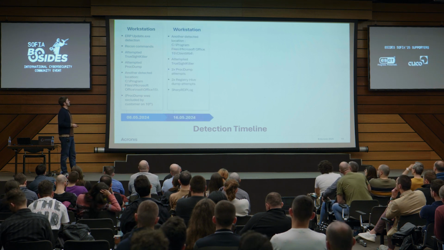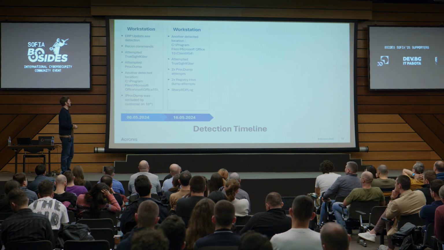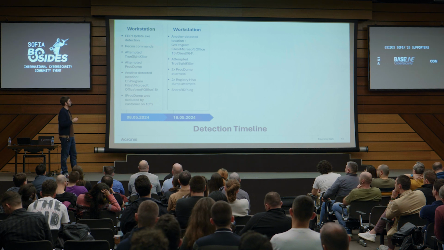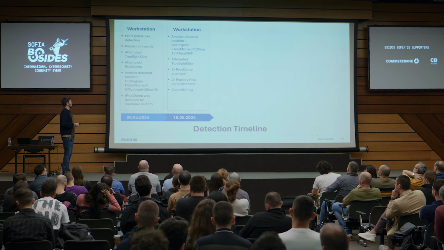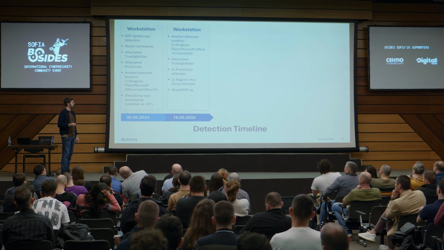On the 16th, there was another detection for WinWord. They tried again with the TrueSight killer. They tried twice process dump. At least one was successful because of the exclusion. They tried 2 times for dumping the registry hive and SharpRDPLog.